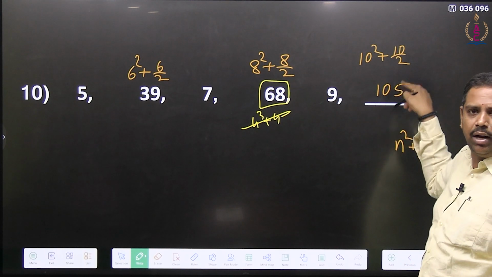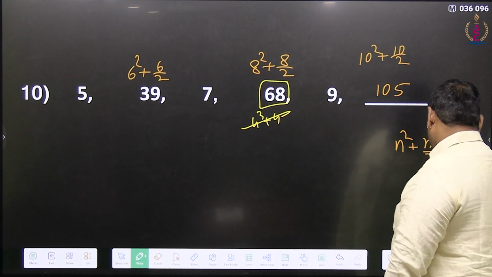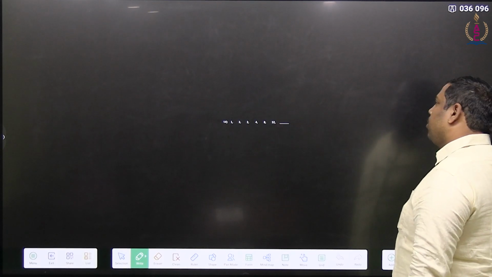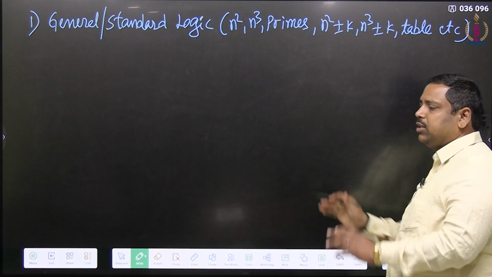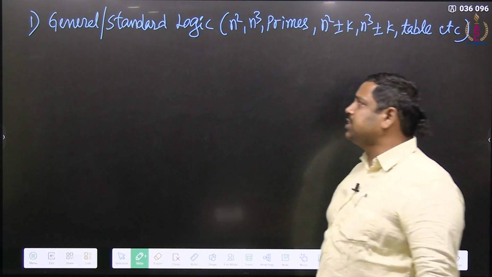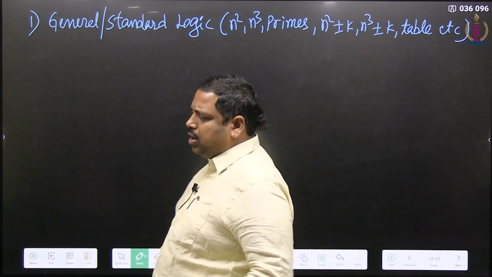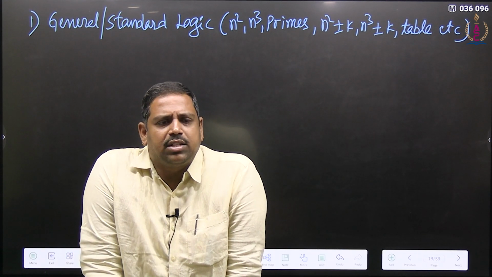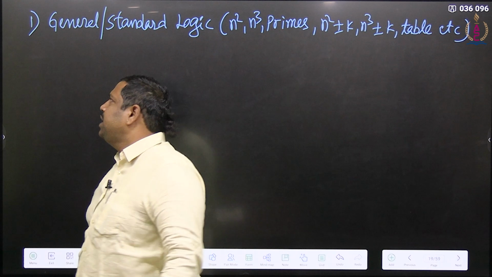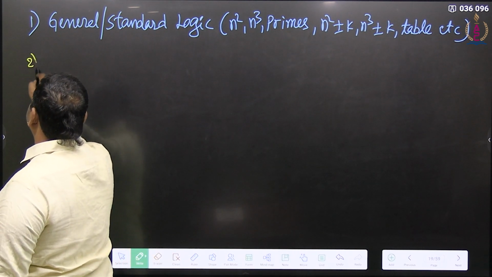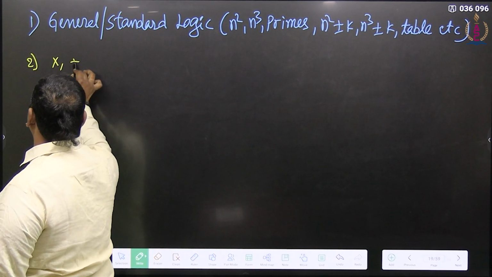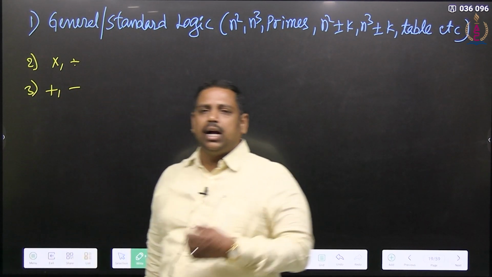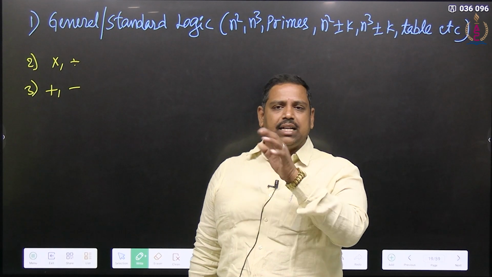So like this we have to identify the logics. That is the reason I said that once we go with the algorithm, those questions will be easy. So the first step is general or standard logics, prime numbers and the tables. If you verify, mostly we get the logics from general or standard logics. If you don't find a general or standard logic as the answer, then I will think of multiplication, division, or addition, subtraction.